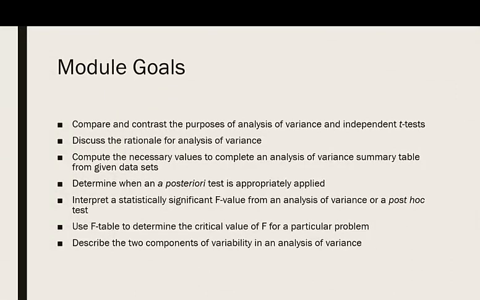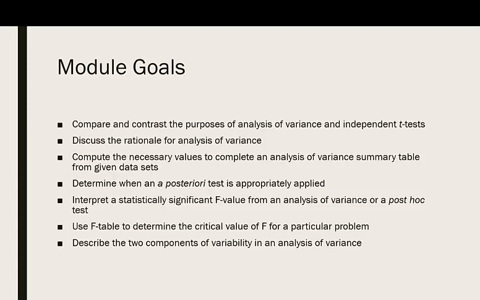Our module goals are to compare and contrast the purposes of analysis of variance and an independent t-test, which we did in the last module. Discuss the rationale for analysis of variance. Compute the necessary values to complete an analysis of variance summary table for given data sets. Determine when an a posteriori test or post hoc test is appropriately applied. Interpret a statistically significant F value from an analysis of variance or a post hoc test.